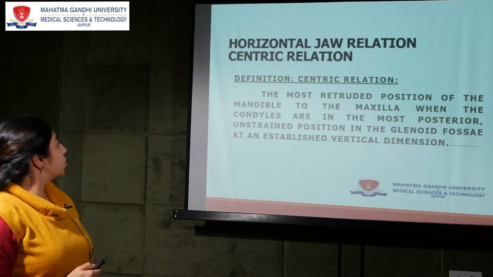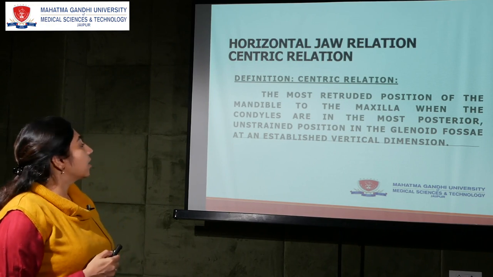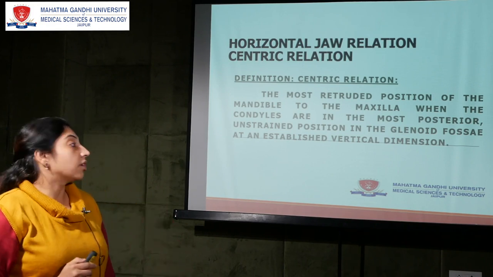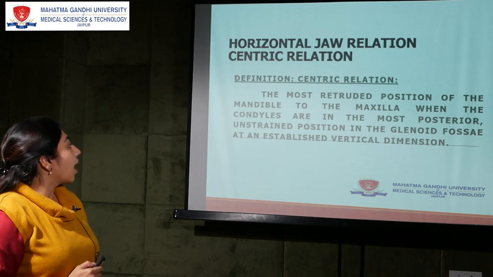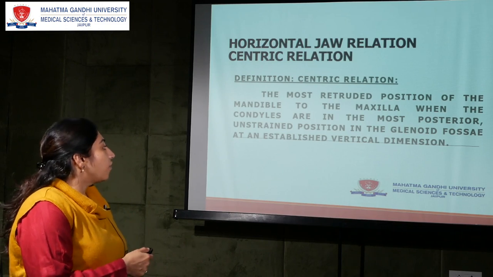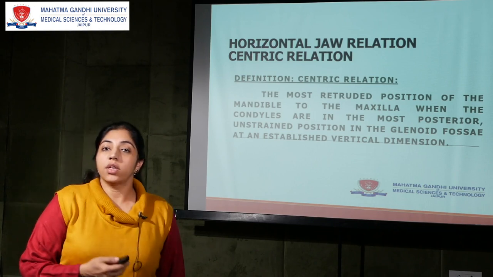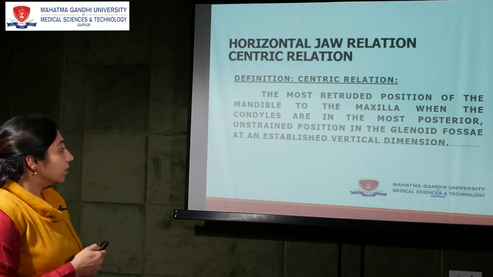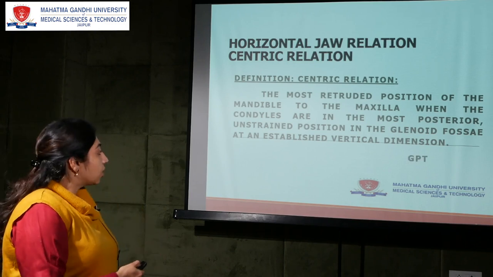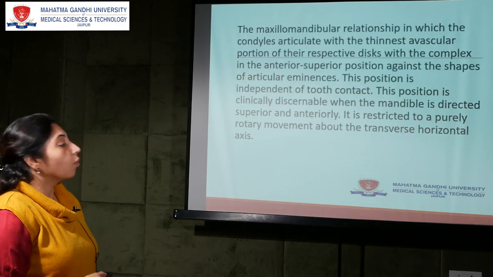So, the most retruded position of the mandible to the maxilla when the condyles are in their most posterior unstrained positions, when the condyles have no strain and the ligaments and muscles are not stretched, in the glenoid fossa at an established vertical dimension. This definition tells us the significance of recording the correct vertical dimension before we proceed towards recording the centric relation. But this definition was further modified over the years. This definition firstly has been taken from the glossary of prosthodontic terms, which was further modified over the years.